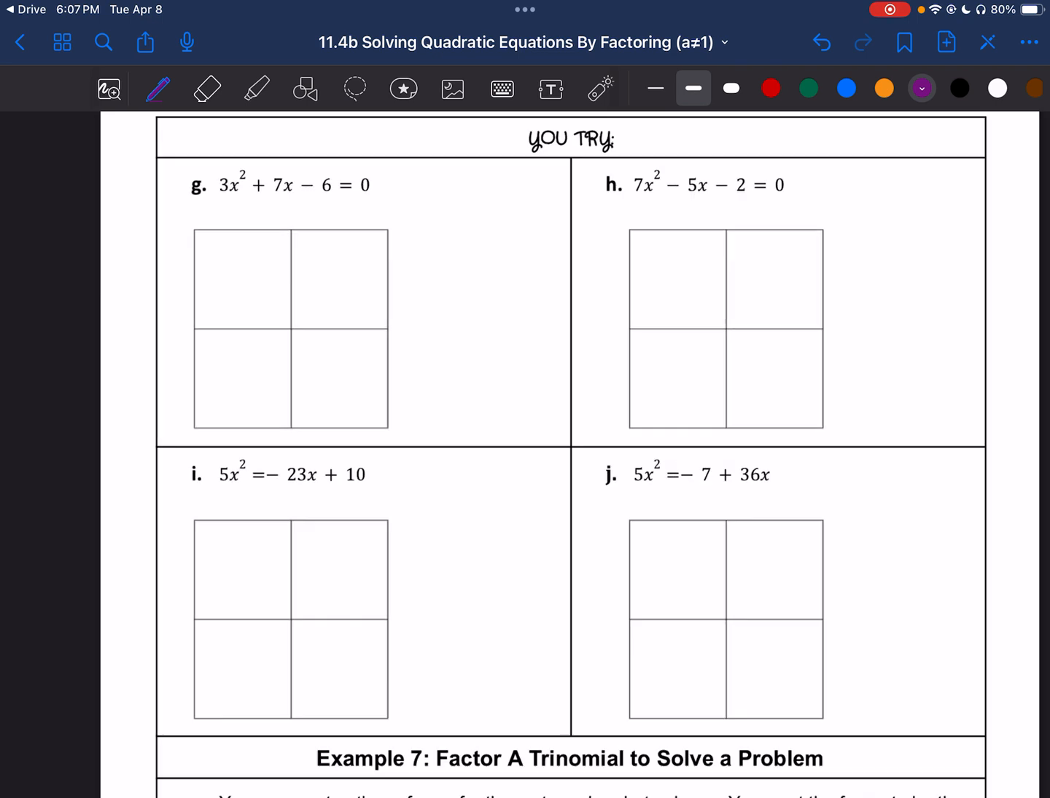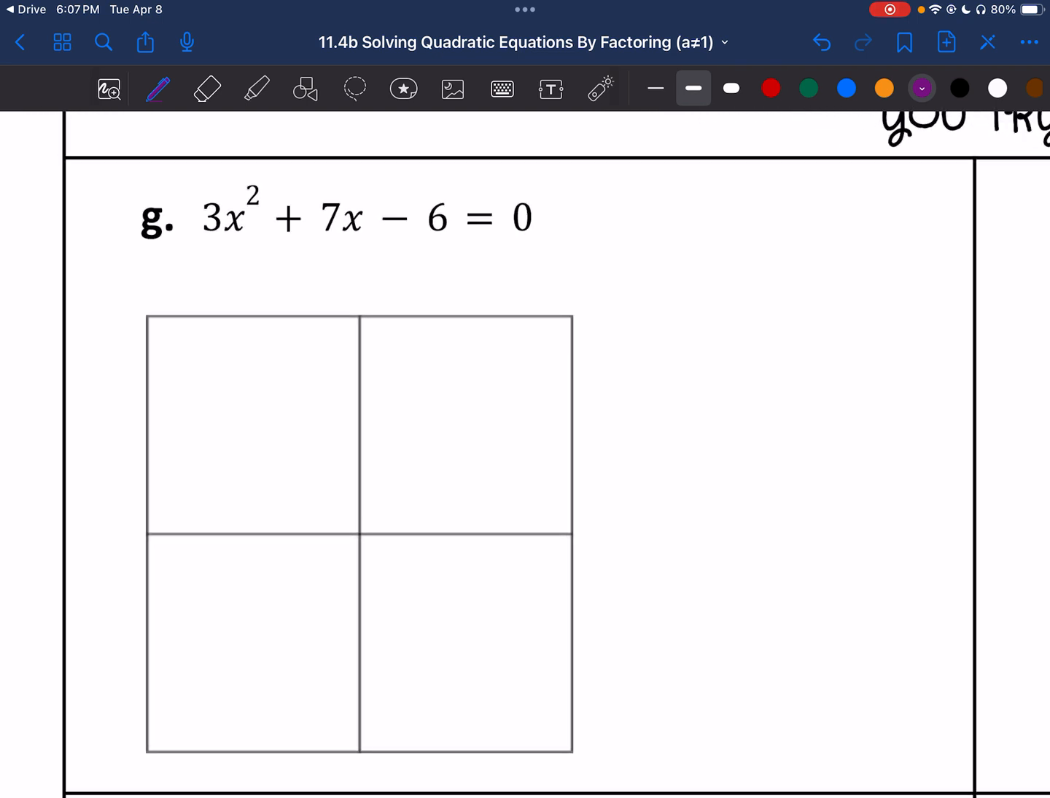All right, letter G. We've got 3x squared plus 7x minus 6. So we're putting 3x squared here. We're putting minus 6 here. And we're looking for factors of negative 18 that add up to positive 7. Well, 9 times 2 is 18. 9 and negative 2 would be giving us negative 18, but adding up to positive 7.